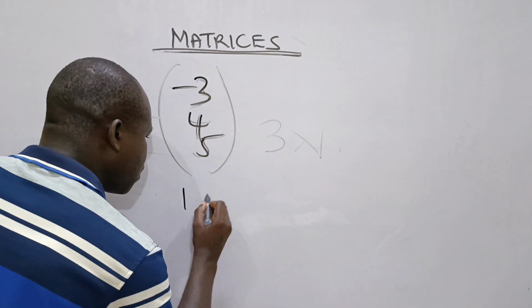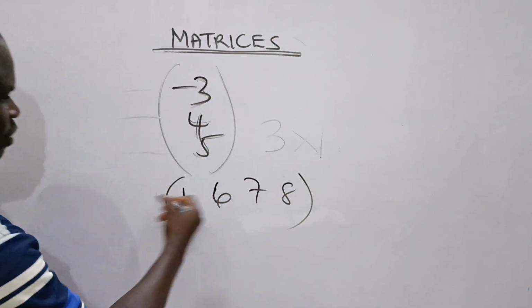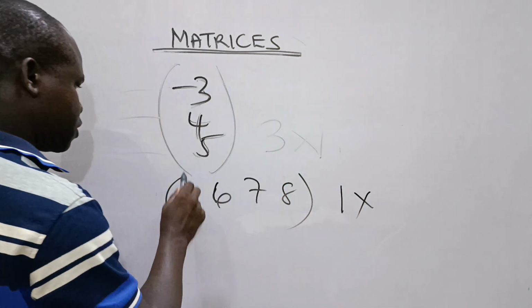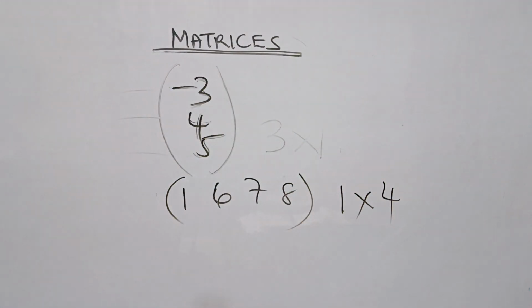If you have another one, 1, 6, 7, 8, like this one that we have now, how many rows do we have? We have just 1 row. 1 by how many columns? 1, 2, 3, 4. So this second example is a 1 by 4 matrix. So that is how we name a matrix.